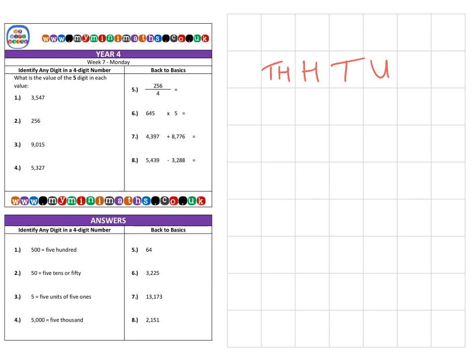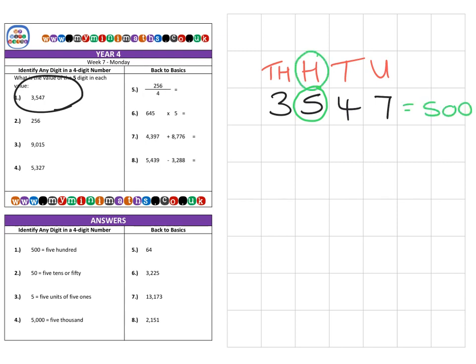thousands. Then we take the first value, which is 3,547. So we place the 3,000 in the thousands column, the 500 in the hundreds column, and the 40 in the tens, and finally the 7 in the units. And we need to identify the value of the 5-digit, this one here, and we can clearly see that it's in the hundreds, so the value is 500.